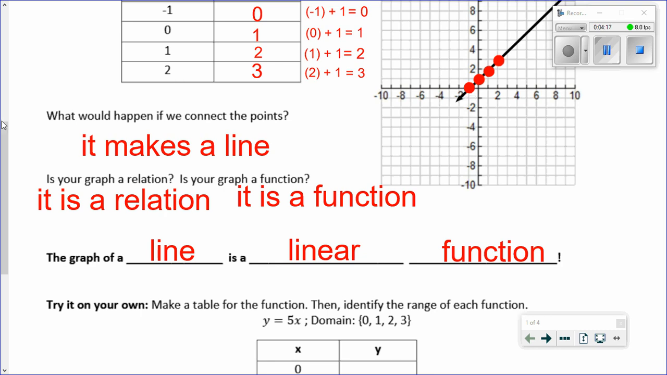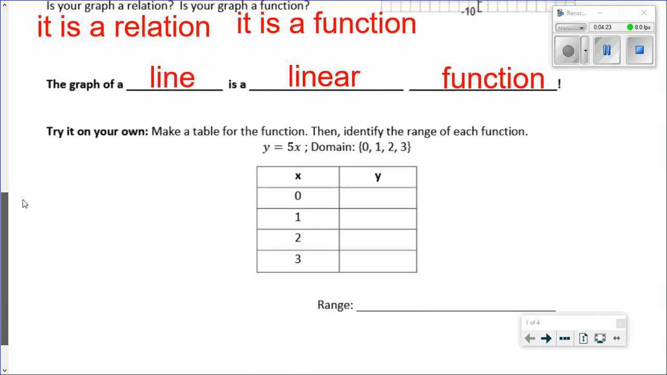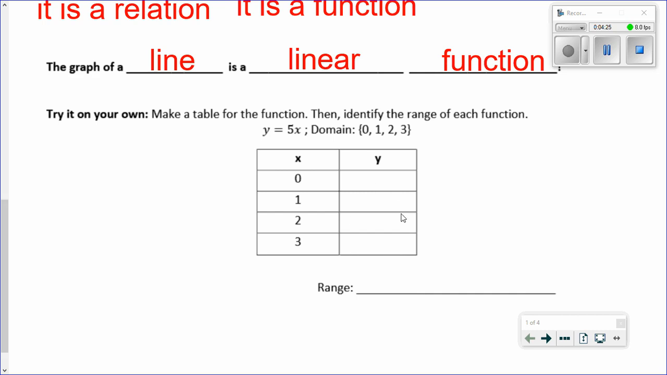Now, you're going to do this, but the only thing I need you to do is tell me what the range is. So you're going to fill in the table the same way using the equation, and you're going to write your y's out, and then you can tell me what the range is. Go ahead and try this one on your own.